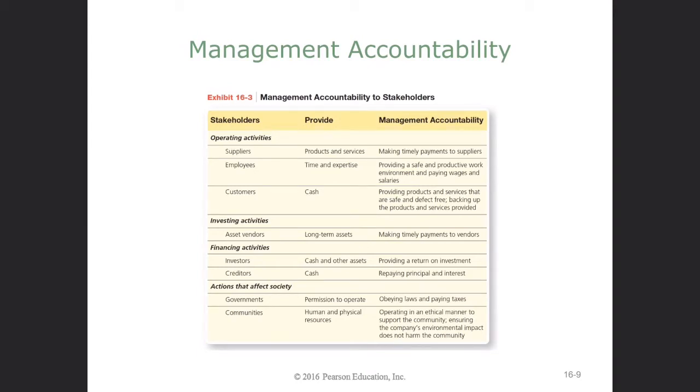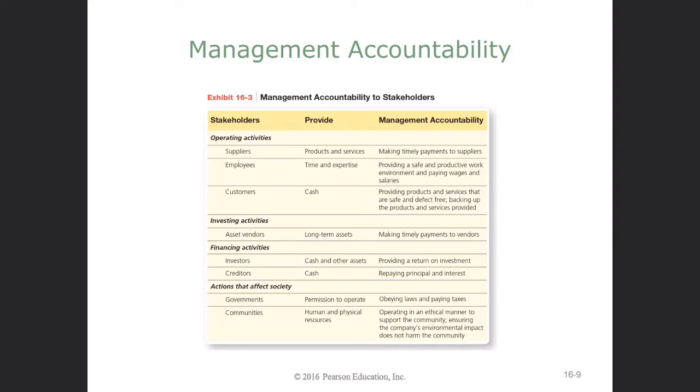When we look at our operating activities, our stakeholders are our suppliers, our employees, and our customers. Without supplies, we can't operate. Without employees, we can't operate. And without customers, we can't operate, because there's no point in creating something that no one wants to buy or use. Just to give you an idea, because you want to know what categories all of these fall into: you can't operate without someone that purchases your product, creates your product, or without the materials needed to create your product. Those all fall within operating.